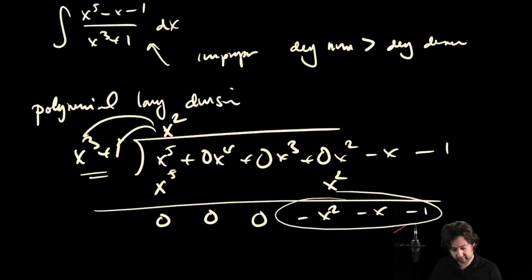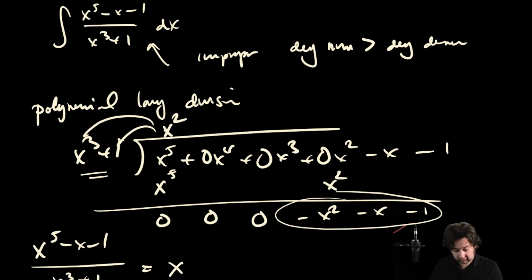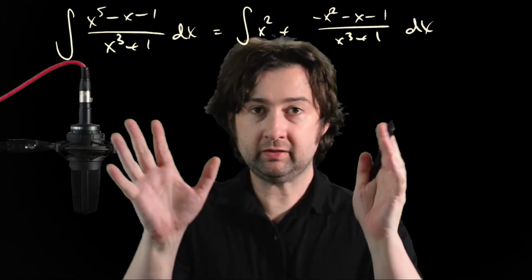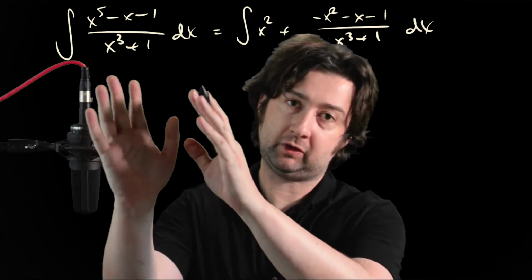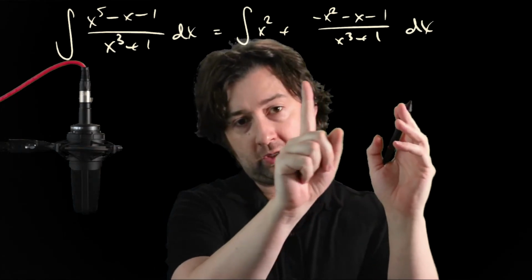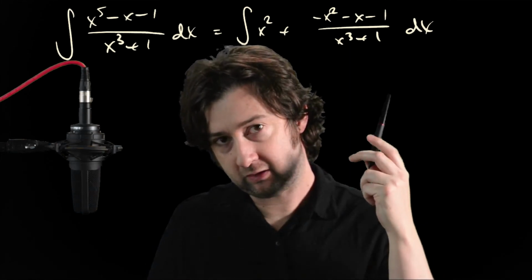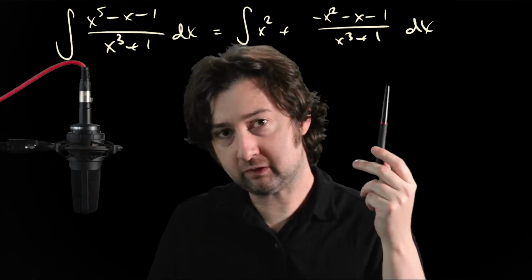What does that say about f? Well, what it says is that x to the fifth minus x minus 1 over x to the third plus 1 was really secretly x squared plus the rational function given by minus x squared minus x minus 1 over x to the third plus 1. That is the remainder divided by the divisor. This is the first reduction we have in the problem. We go from an improper rational function to a polynomial, which I know how to integrate, plus a proper rational function. And this thing you can use partial fractions on after you factor it.